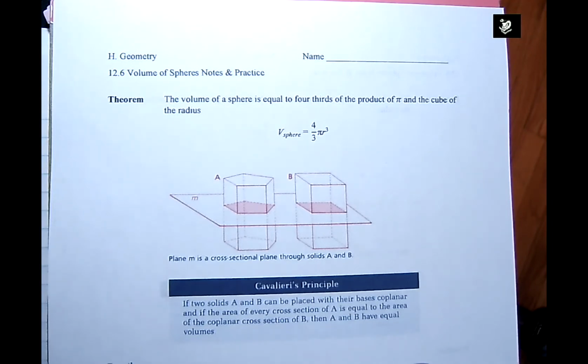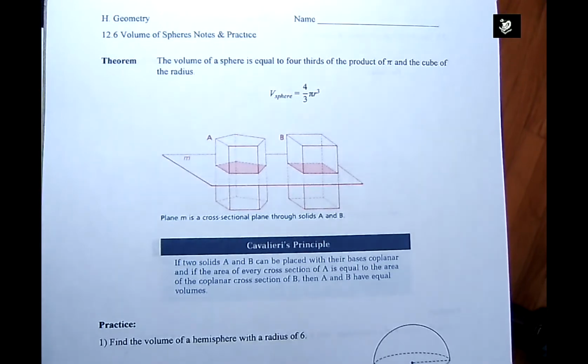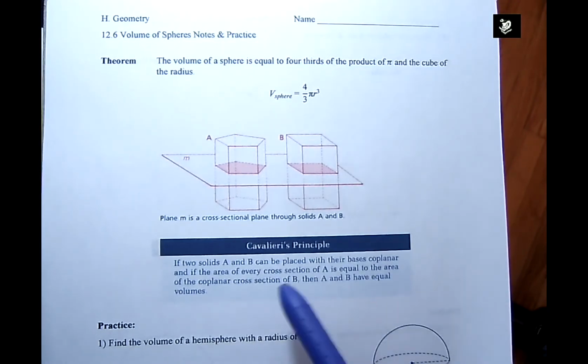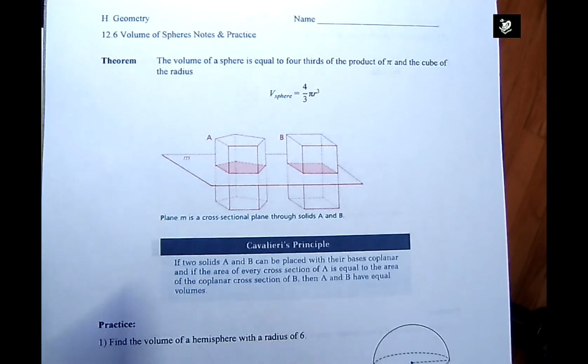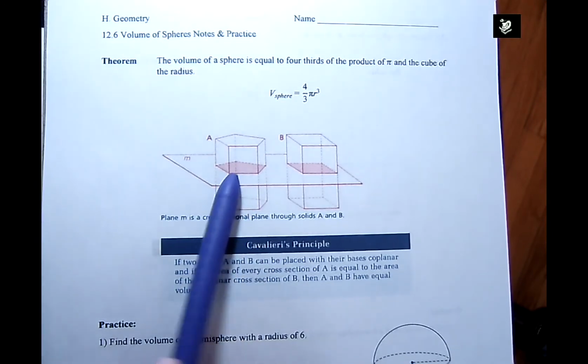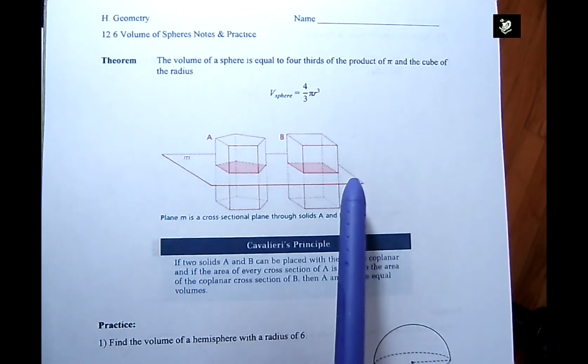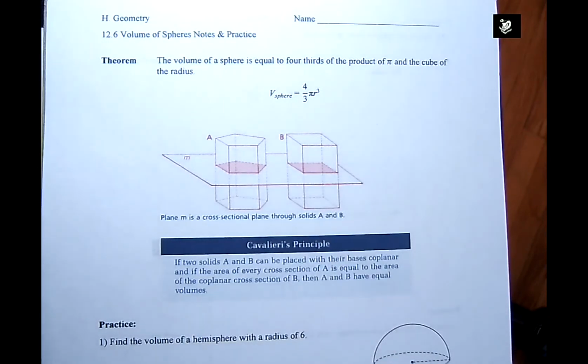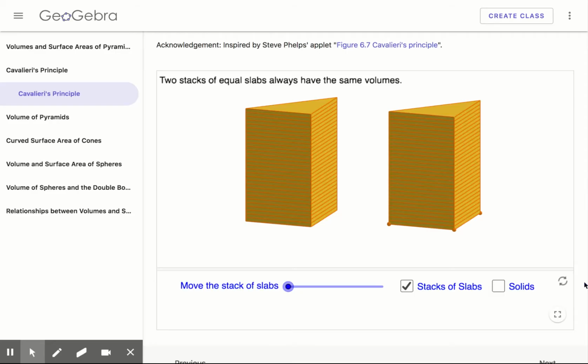The other thing that is mentioned in 12.6 is what's called Cavalieri's principle. Cavalieri's principle says if two solids A and B can be placed with their bases coplanar, and if the area of the cross-section of A is equal to the area of the coplanar cross-section of B, then A and B have equal volumes. So I'm going to show you a GeoGebra that will help you see this a little bit better. Here I have two triangular prisms.